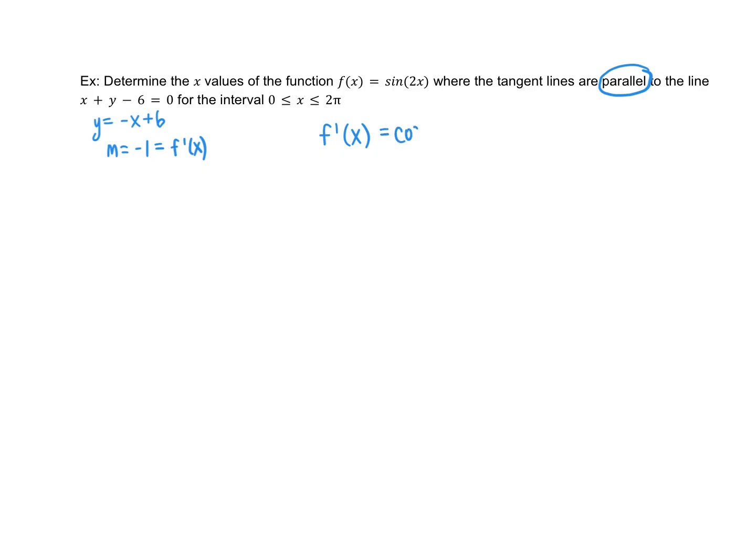The derivative of sine is cos, keep the 2x, and now multiply by the derivative of the inside. And now let's set our derivative equal to -1. And now we just have a typical trig equation that we have to solve. So I'm going to divide both sides by 2.